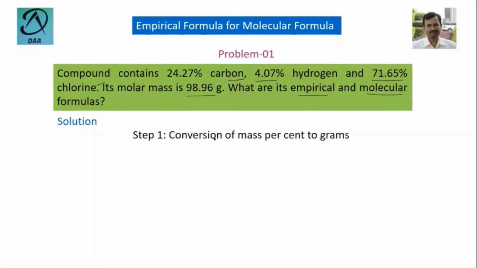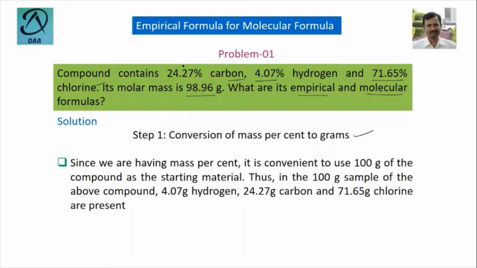The first step is converting the mass percent into grams. Consider that the compound is 100 grams. In this case it is very simple: carbon will be 24.27 grams, hydrogen will be 4.07 grams, and chlorine will be 71.65 grams.